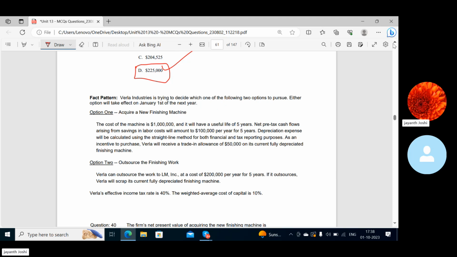So Verla Industries is trying to decide which one of the following two options to pursue. Either option will take effect on Jan 1st of next year. Option 1, acquire a new finishing machine. Option 2, outsource the finishing work. So decision making has to be done in this case. So you have to first calculate the NPV in this case.